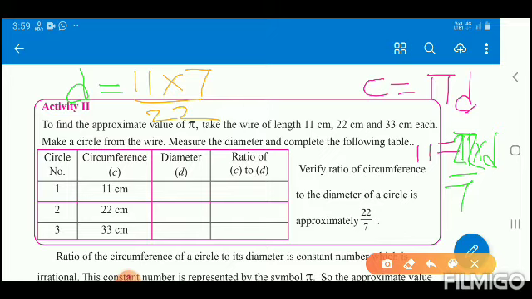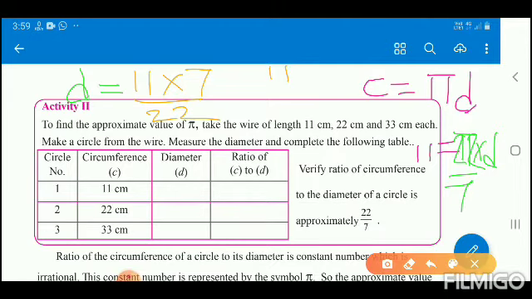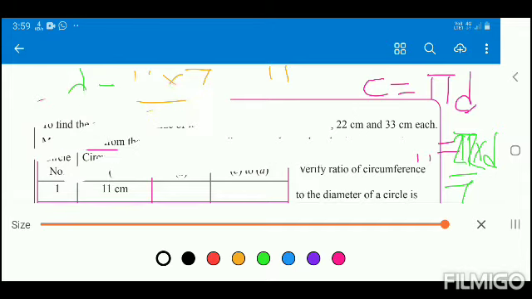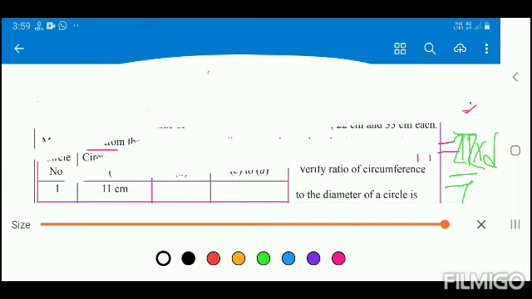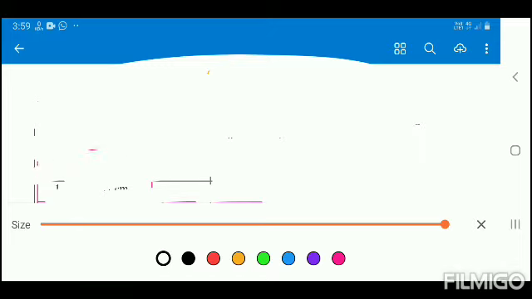We want to take the ratio of C to D. Now C is 11. I will write here the ratio. First of all, I will make space only for solving this example, because this way you are not understanding. So again I will write this example here and I will show you how to solve it.